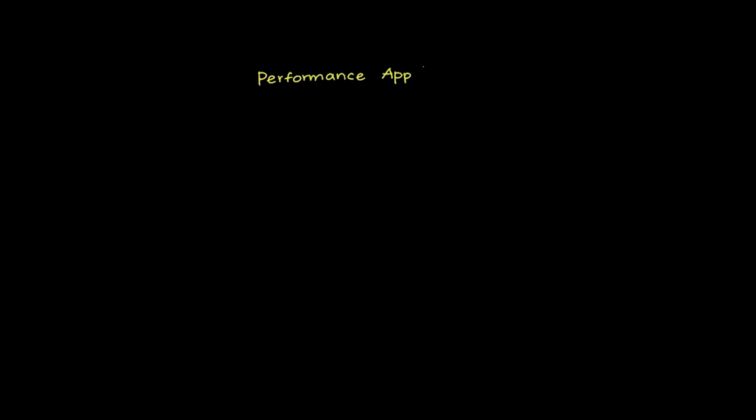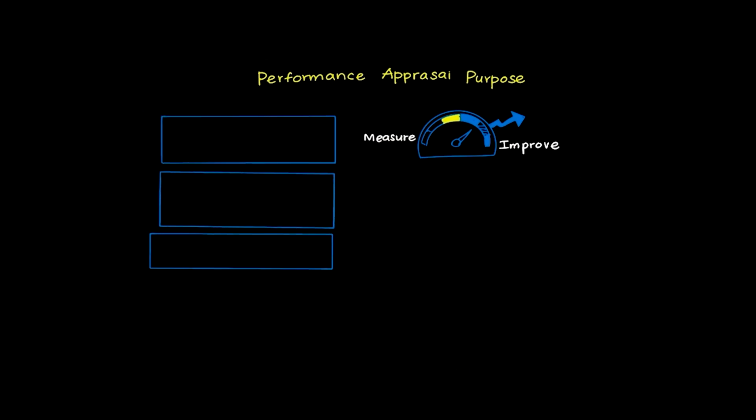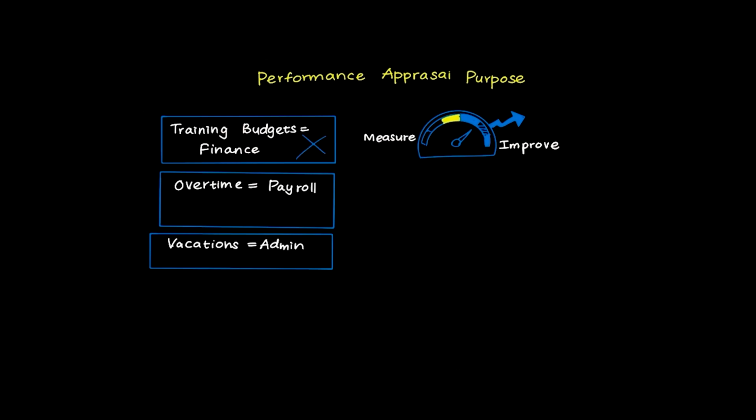Performance appraisal exists to measure and improve performance. That's its primary purpose. The systematic process evaluates how employees contribute against standards, then uses that information to get better results. Determining training budgets is a financial planning function. Calculating overtime is payroll. Scheduling vacations is administrative. Appraisals may identify training needs or inform compensation, but the core purpose is measuring performance and using that measurement to drive improvement.